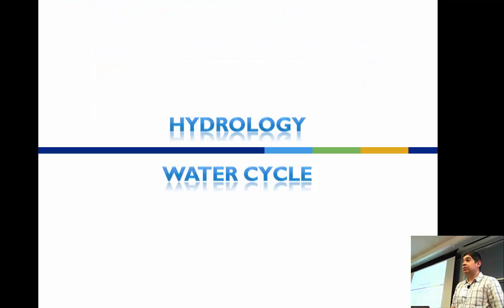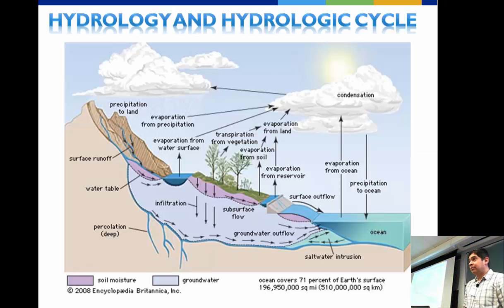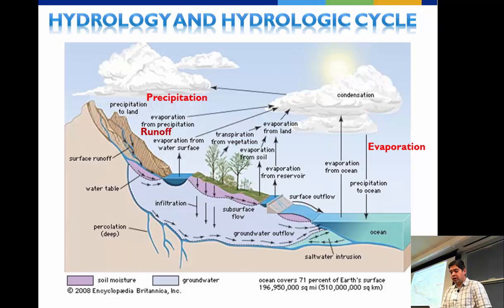Basically, hydrology is just the study of the water cycle. It is that simple. And because we're studying the water cycle, we're going to be studying evaporation, precipitation, runoff, infiltration, and evapotranspiration, and other different aspects of the hydrologic cycle. I think you have heard about this since you were in elementary school, which helps.